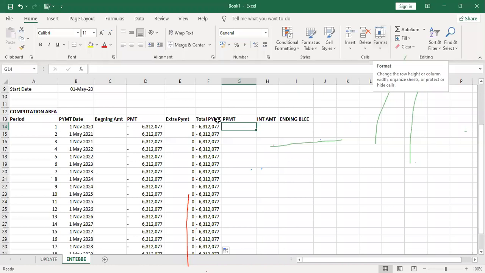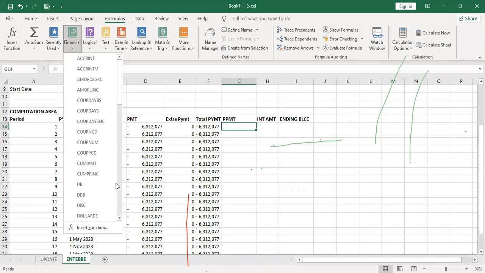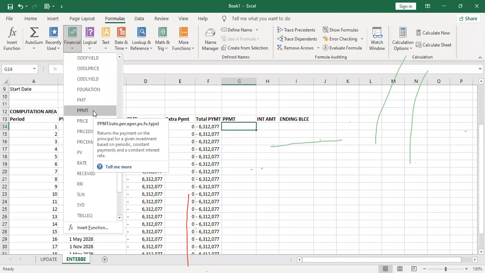The principal payment. So click on Formulas, Financial, and then you look for PPMT. Formulas, Financial, and then you look for PPMT. Have you managed to locate PPMT? Yes. So, okay, click on PPMT.